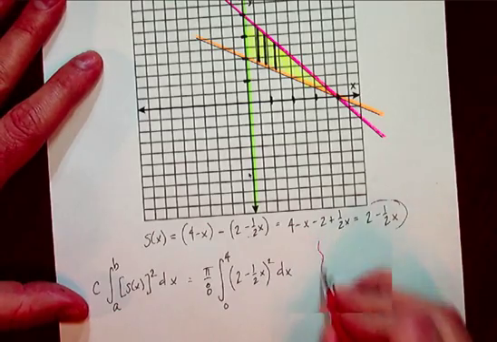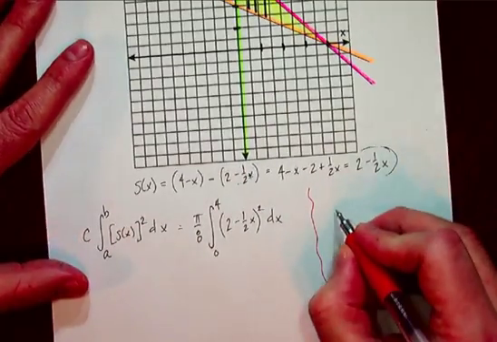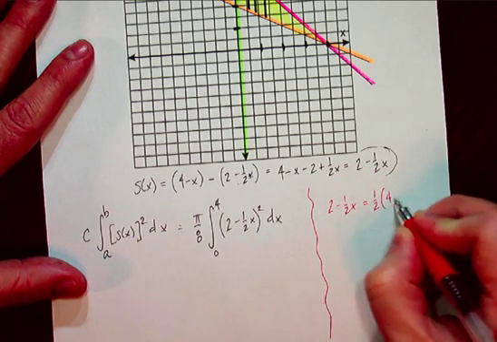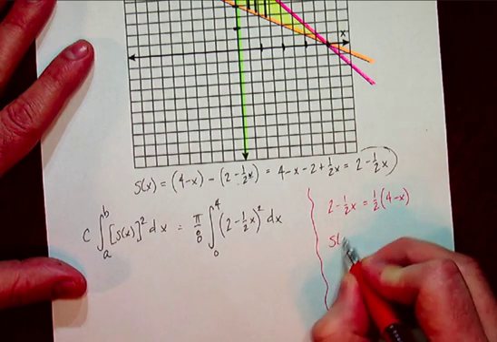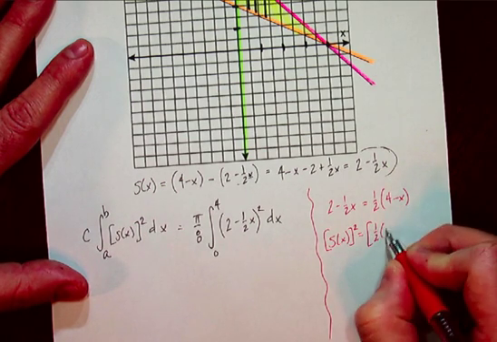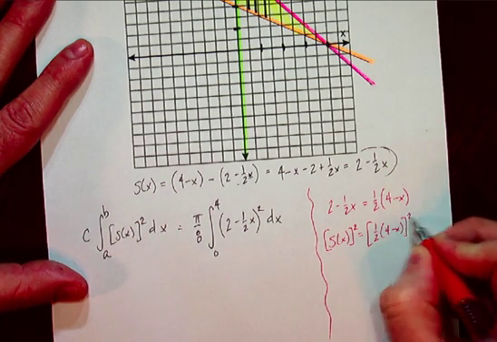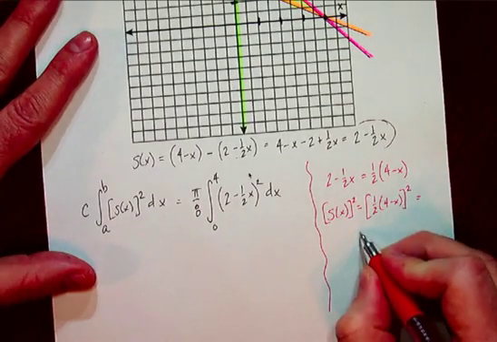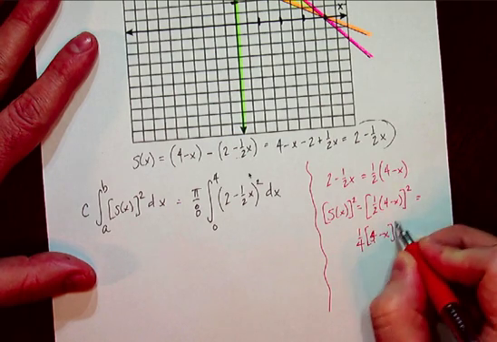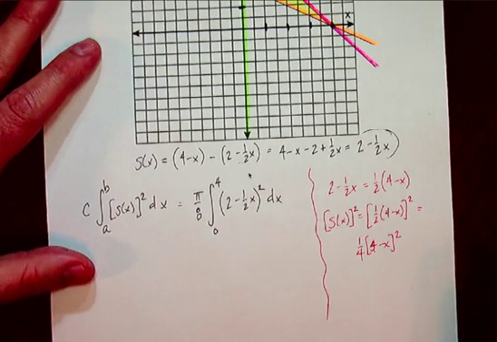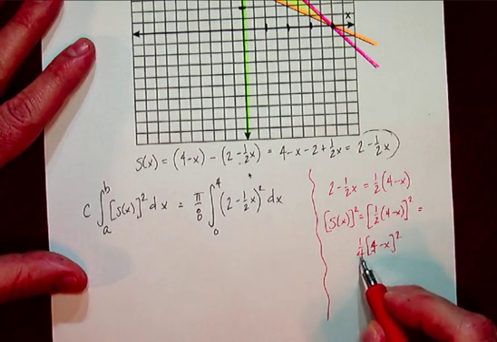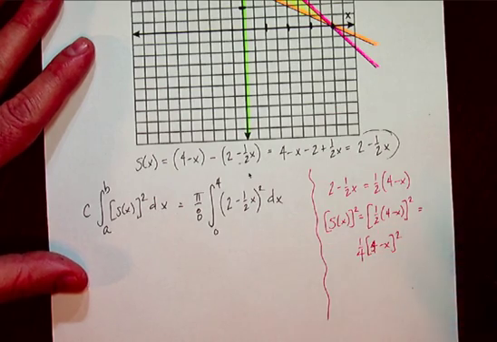And let me go ahead and draw a dividing line right here. If 2 minus 1/2 x is really 1/2 (4 minus x), then s of x squared is 1/2 (4 minus x), the whole thing squared. And by rules of exponents, I can call that 1/4 times (4 minus x) squared, right? Well, all that is the previous one. I'm going to have exactly the same integrand. I simply need to pull an additional 1/4 out in front.